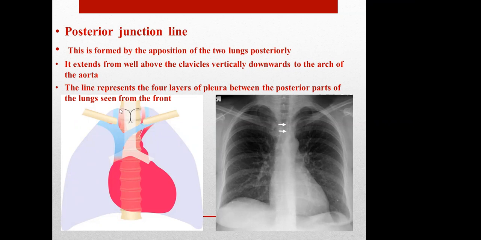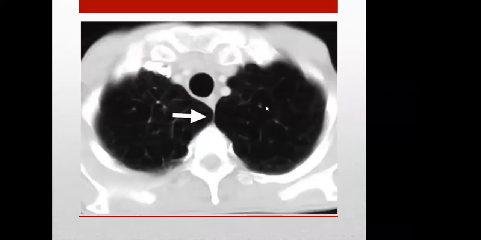This is the posterior junctional line from above the level of the clavicle to the aortic arch, and this one is the posterior junctional line. On CT, this is the posterior junctional line.